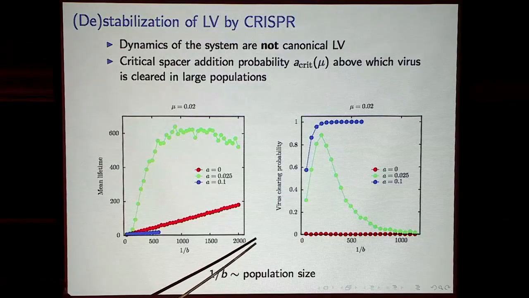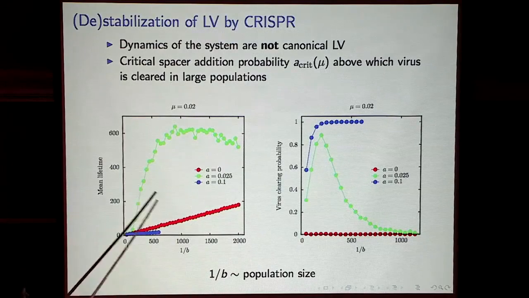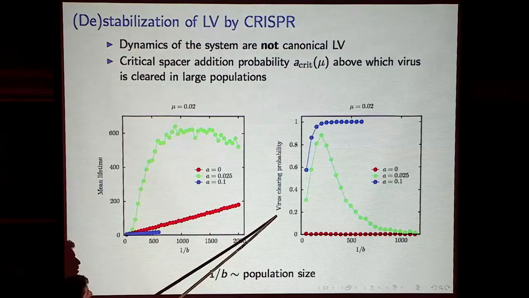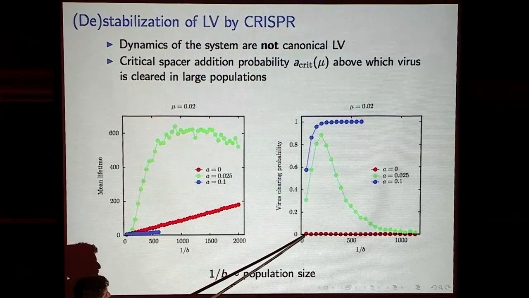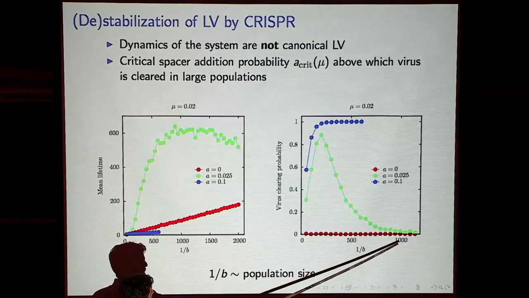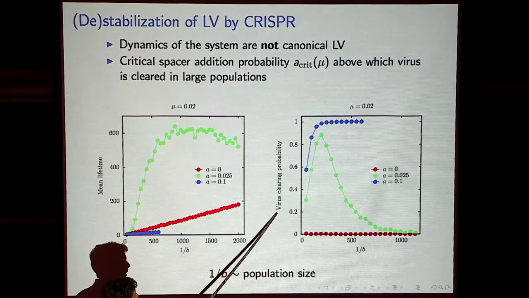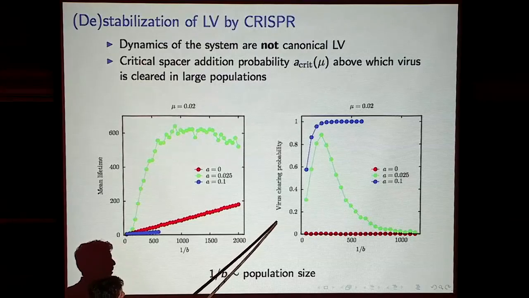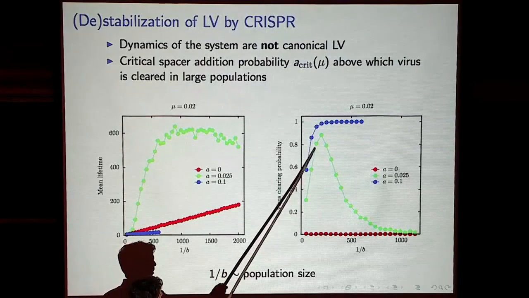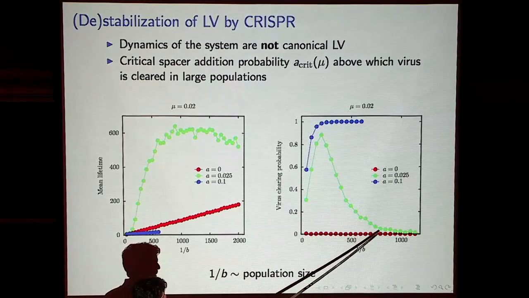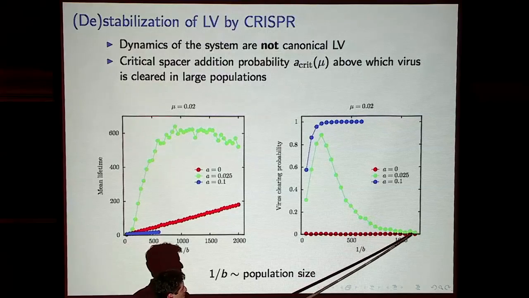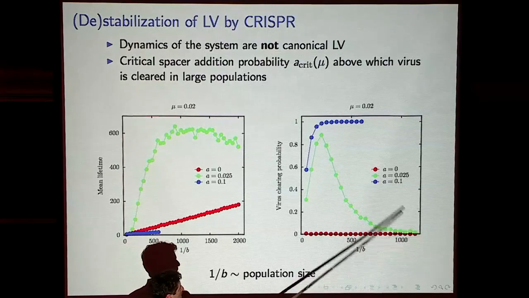Another thing that I want to point out here is when the system becomes extinct, I can record whether the bacteria or the virus become extinct. And without CRISPR, the virus always wins. This is the probability of the virus being cleared or the bacteria winning. Whereas for intermediate values of the spacer addition probability, as I said, CRISPR becomes ineffective for large population sizes.